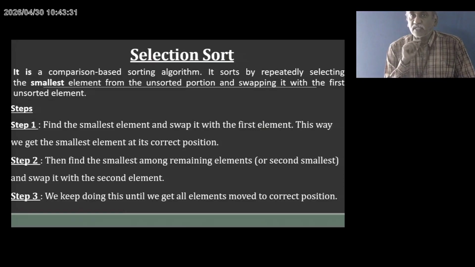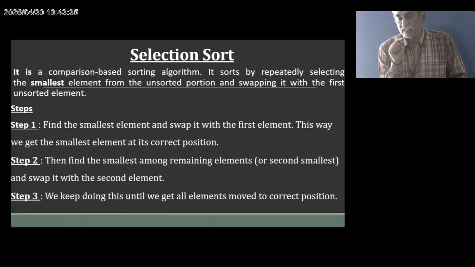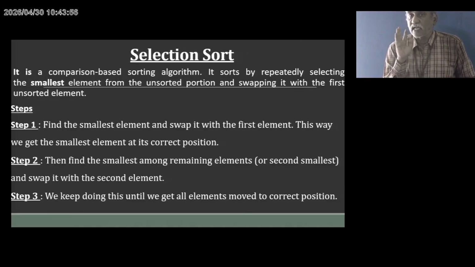So the procedure for selection sort is to find the smallest element in the list and swap it with the first element in the list. Suppose there are 10 elements. If the smallest element is found in the fifth position, we swap it into the first position, and the first position element is swapped to the fifth one, right? This way we get the smallest element at the correct position.